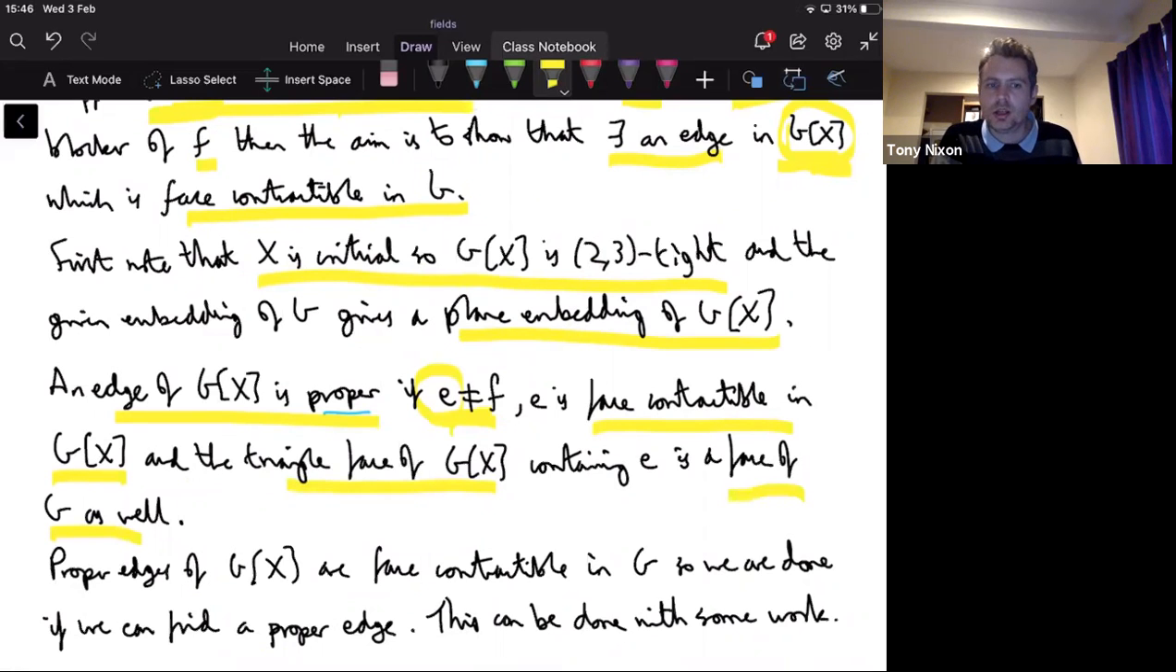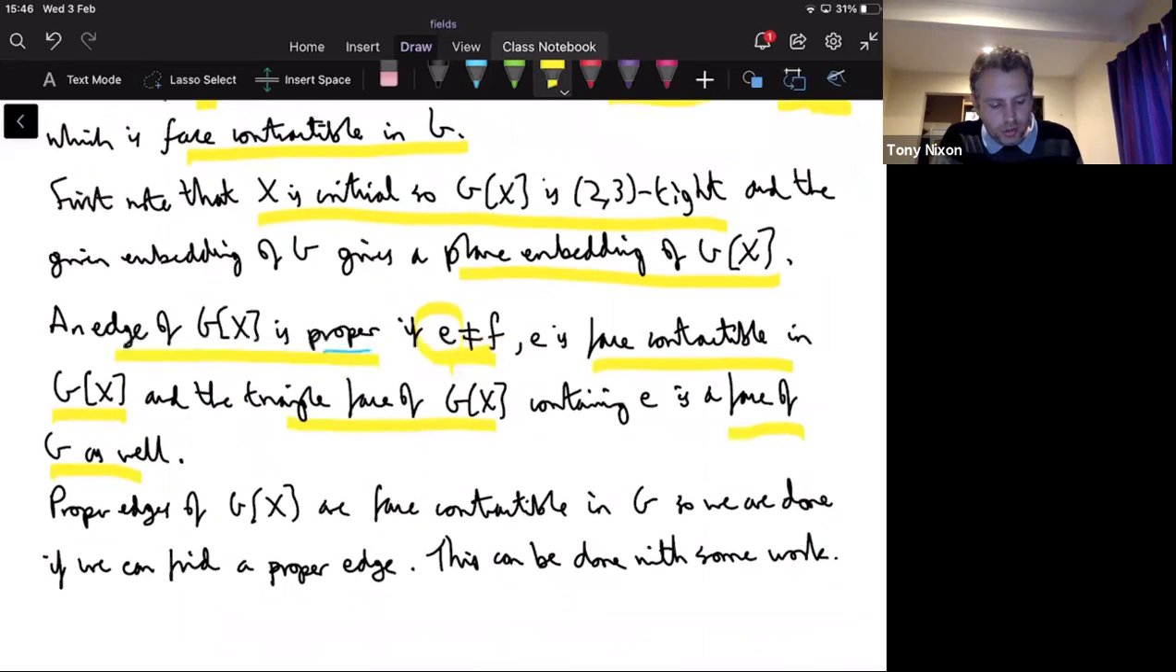Okay, and if we have those three properties, it's not so hard to see that such proper edges are actually face contractible in G. So if we can show that there is an edge in GX which is different to the edge F we can't contract, and it's contractible itself in GX, and the triangle face of GX is also a face of G, then we will be finished. And so the work is really to show that property.